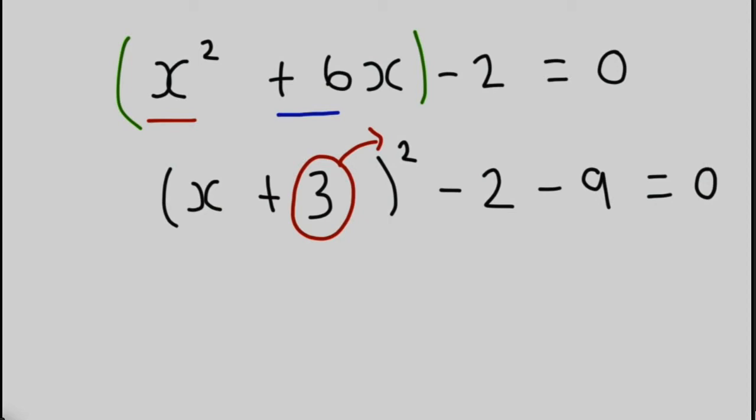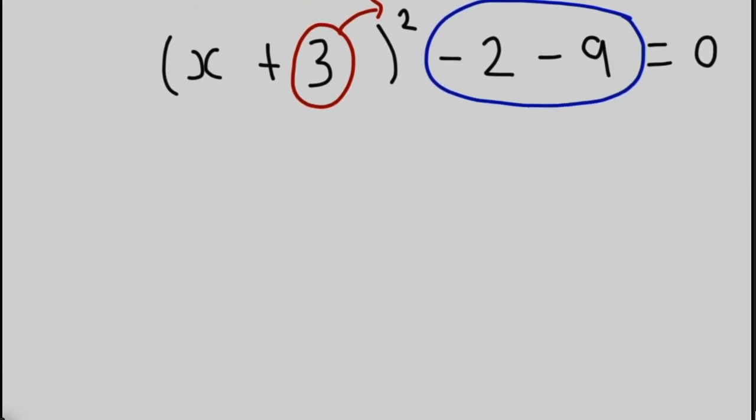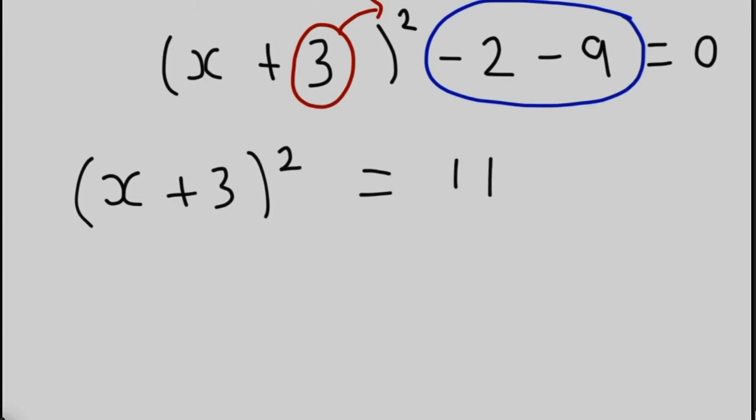At this point, I'm going to deal with this minus 2 and minus 9 now, and move it across to the right hand side by adding it on. If I add that on, we're left with x plus 3 squared on the left hand side, and that's equal to 2 add 9, which is 11. Now on the left hand side, we have a bracket that's squared, and we need to try and cancel that out. We need to get rid of it.